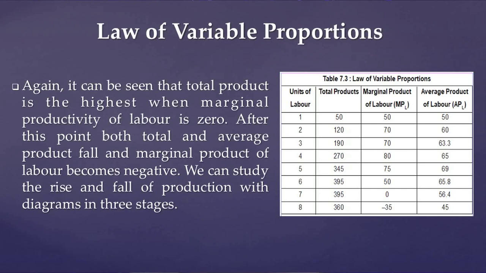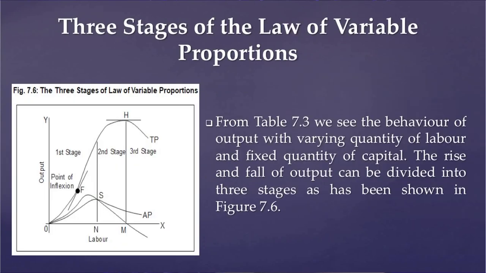After this point, both total and average product fall and marginal product of labor becomes negative. We will see total product comes down to 360 when we engage 8 units of labor, and the marginal product of labor is minus 35. We can study the rise and fall of production with diagrams in 3 stages. We can take help of a diagram and study these 3 stages. Let us consider diagram 7.6.